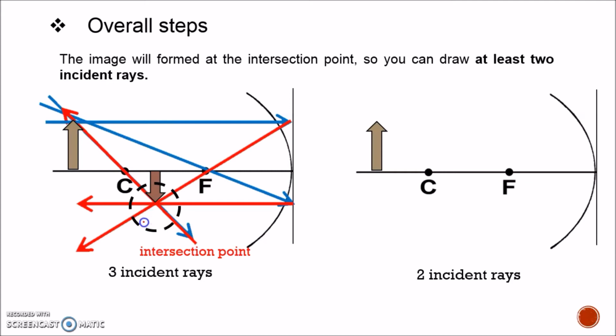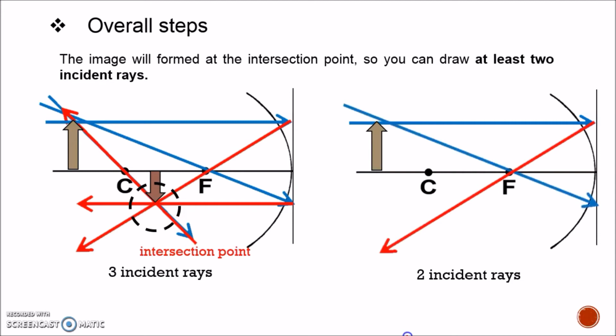What if I just want to do 2 steps? Step 1, the incident ray will parallel to the principal axis and the reflected ray will pass through point F. Second step, the incident ray will pass through point F and the reflected ray will parallel to the principal axis. So by using these two steps only, we will have the intersection between the reflected ray. So the image will form here.